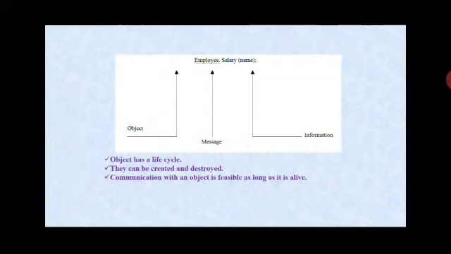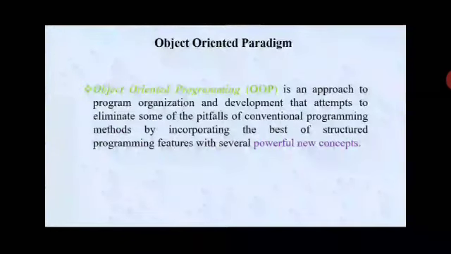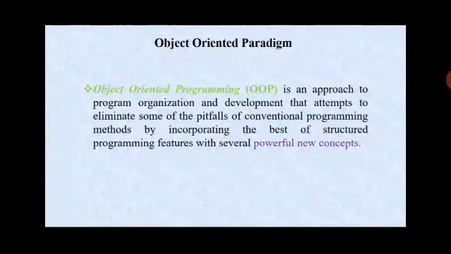An object has a life cycle. Here we have employee, salary, name: certain objects, messages and information. Objects can be created and destroyed. Communication with an object is feasible as long as it is alive. So you can easily understand these basic object-oriented programming concepts. Next, we are going to see the object-oriented paradigm.